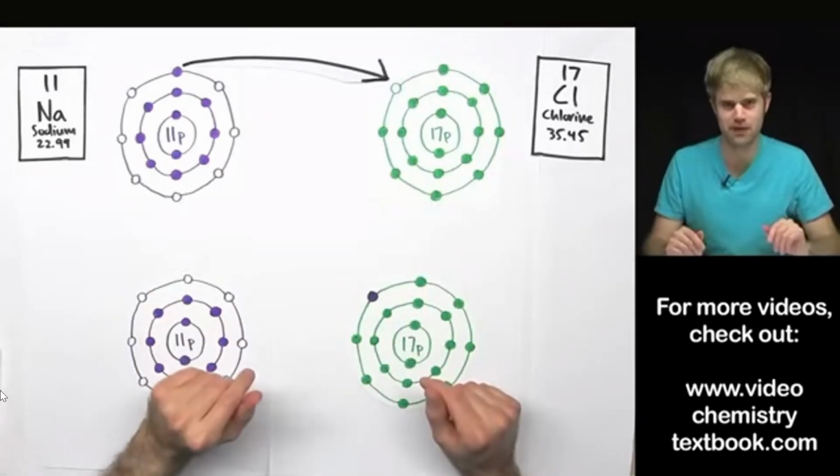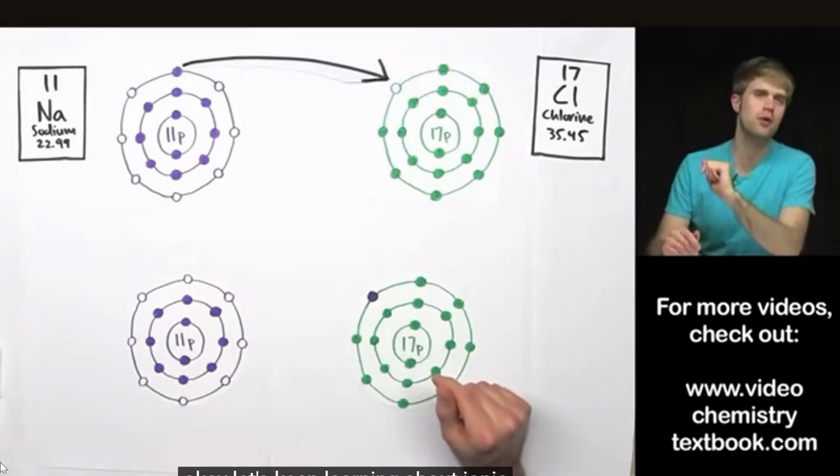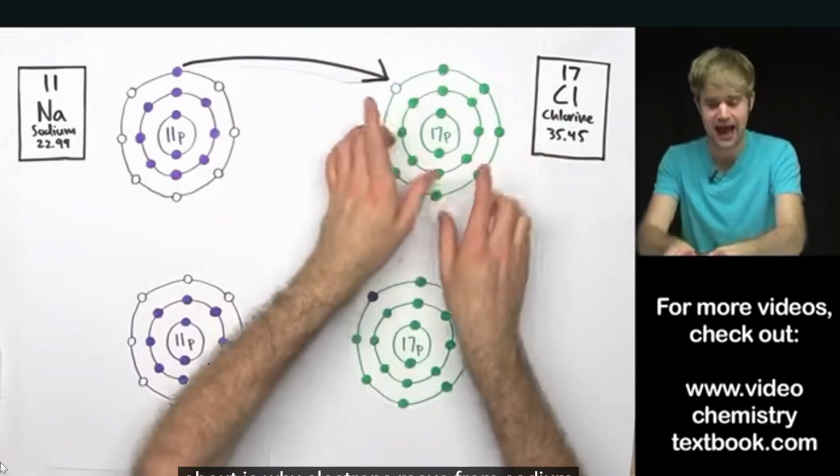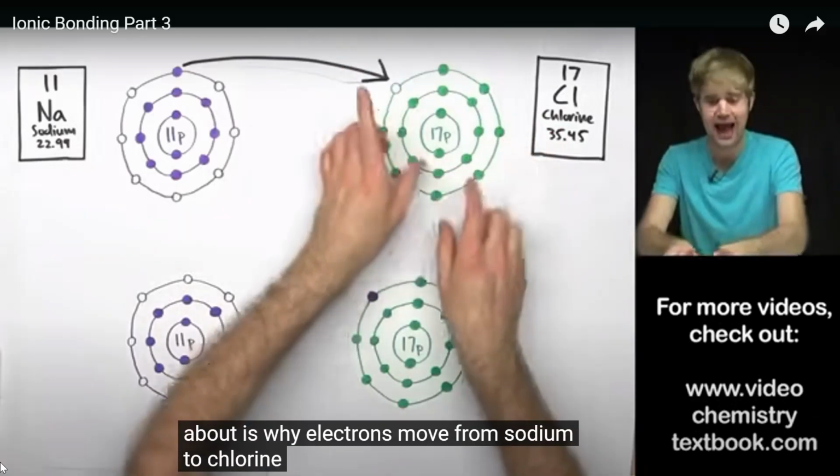Okay, let's keep learning about ionic bonding. The first thing I want to talk about is why electrons move from sodium to chlorine. So, we already know that electrons move from sodium to chlorine because sodium wants to get rid of one and chlorine wants to take one.